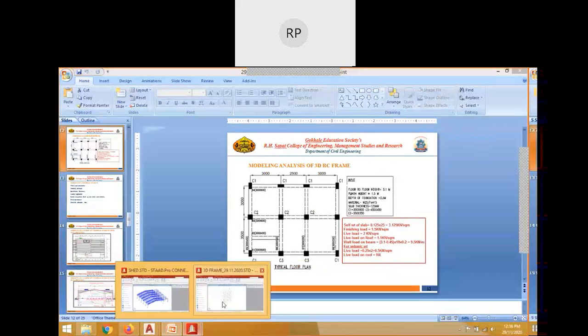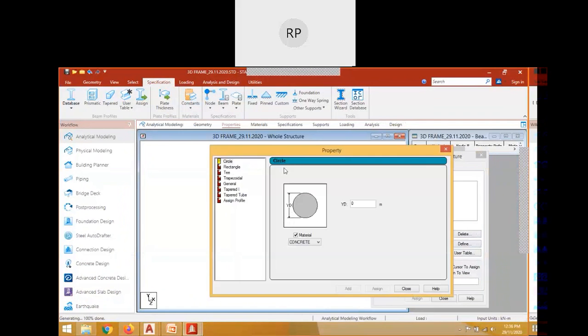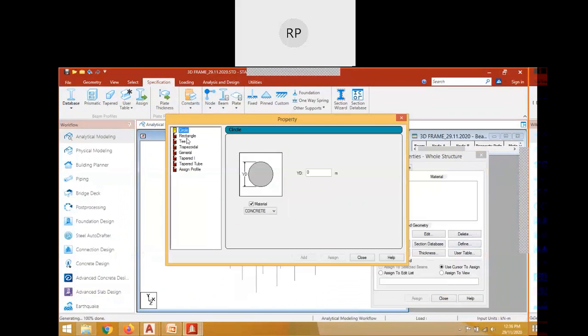Okay, so let us go back to our STAAD again. We'll define three types of columns. One is 300 by 600, then another is 450 by 450, and another one is 350 by 350, right? For that, you go to the define command. Here you will find whether your column is circular or rectangular. I want rectangular. Now this is YD. YD is the depth, and then ZD is the horizontal dimension. So YD is 0.6 and ZD is 0.3. Correct? 0.3 by 0.6.